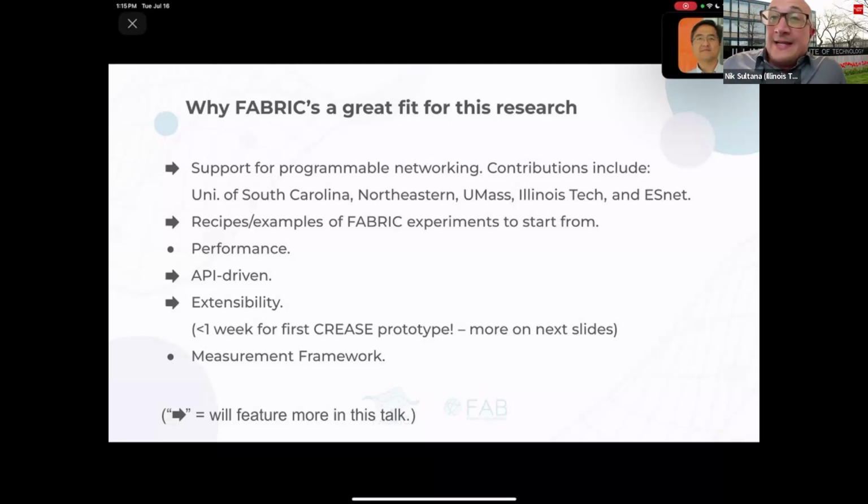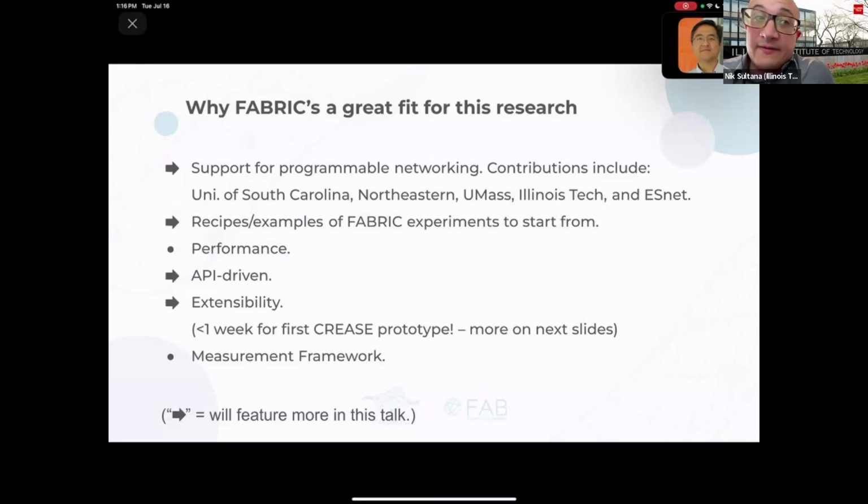Another important aspect is performance, because logic is important, but in the field I'm in, performance is also a very important thing to consider, right? So being able to run experiments that not only show correct behavior, but also show correct behavior at a high rate is essential.